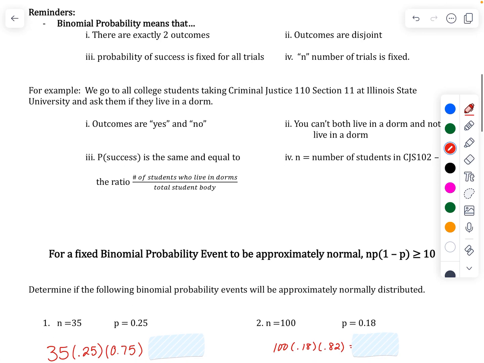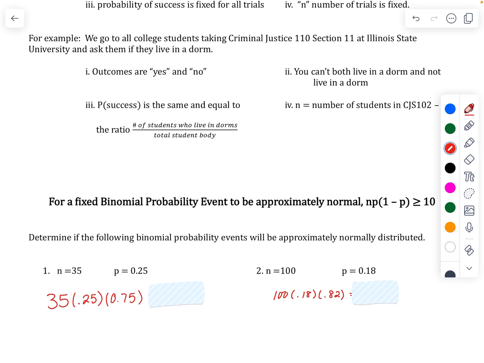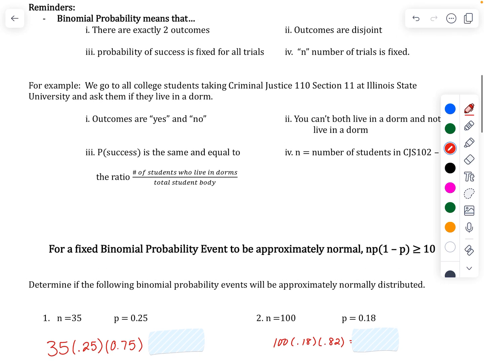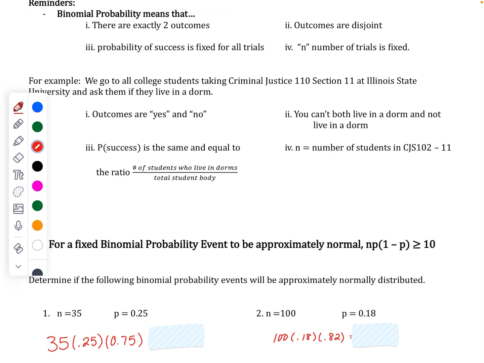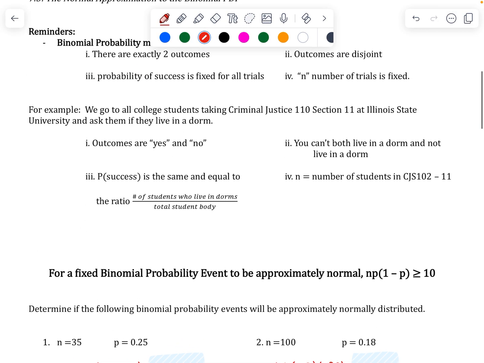Just as a reminder, what does it mean to be binomial? It means that there are exactly two outcomes, either success or failure. The outcomes are disjoint, the probability of success is fixed for all trials, and the number of trials is also fixed. For example, if we go to all college students taking Criminal Justice 110, Section 11 at Illinois State University, and we ask them if they live in a dorm, we have two outcomes: either yes, I live in a dorm, or no, I don't live in a dorm. They must be disjoint because either you live in a dorm or you don't. Those are the only two outcomes.